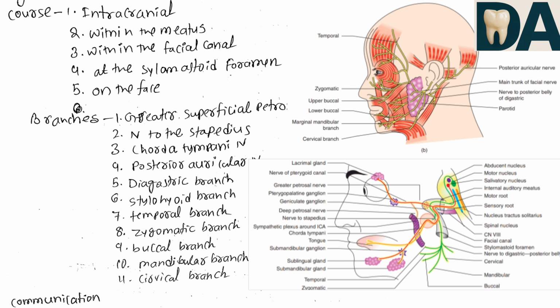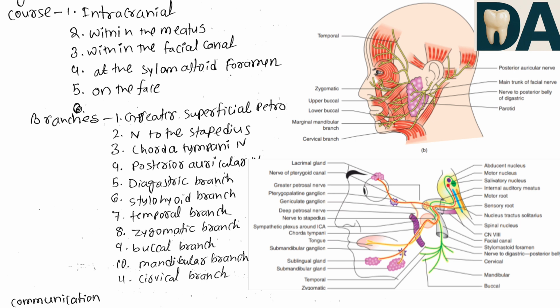Second, within the meatus, the two roots of the facial nerve together pass laterally and anteriorly with the acoustic nerve to the internal acoustic meatus. Within the meatus, the motor root lies in a groove above the acoustic nerve and the sensory root lies between the two. Here some twigs of the facial nerve join with the acoustic nerve.